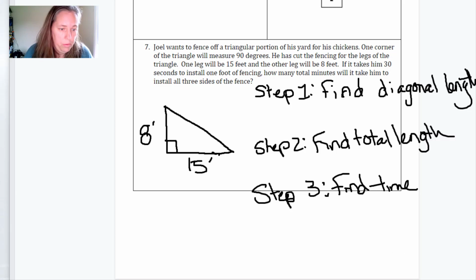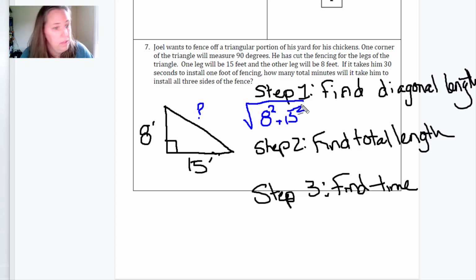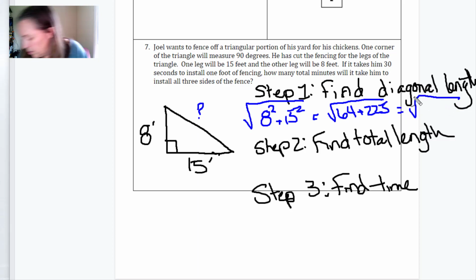So let's switch to blue or pink here. To find the diagonal length, we have a missing hypotenuse. So this is going to be 8 squared plus 15 squared. And ultimately, I'm going to take the square root. Some people write it like this. So we get the square root of 64 plus 225, so the square root of 289. So I think that's 17.